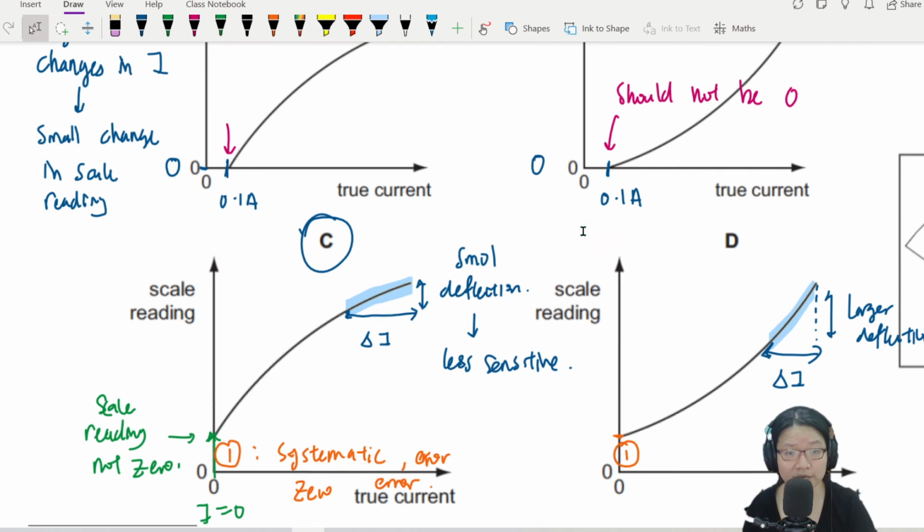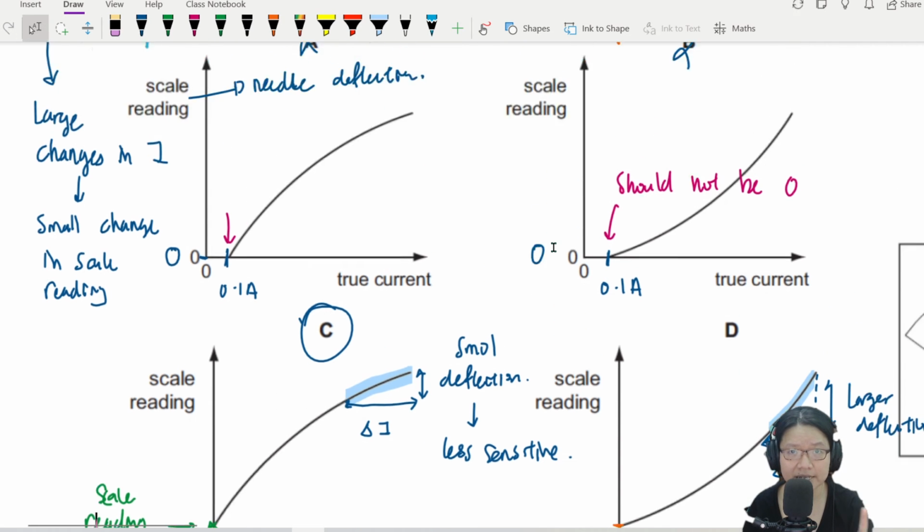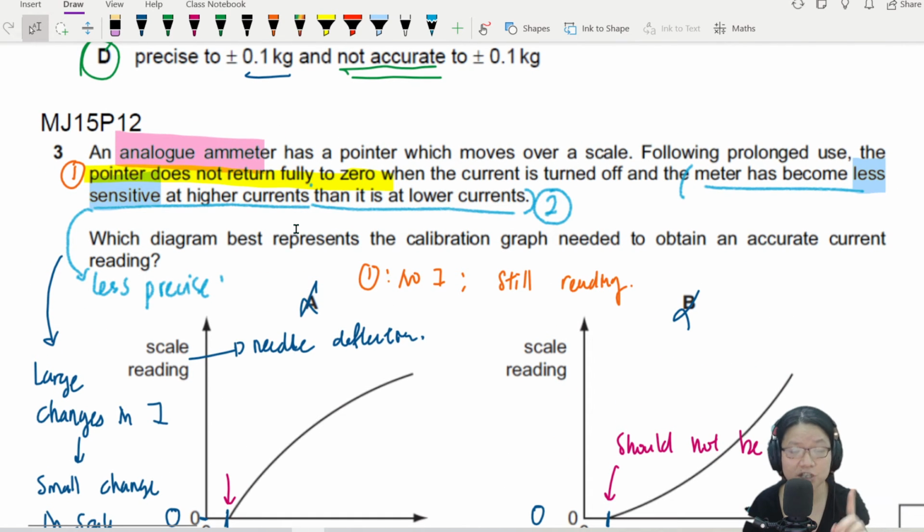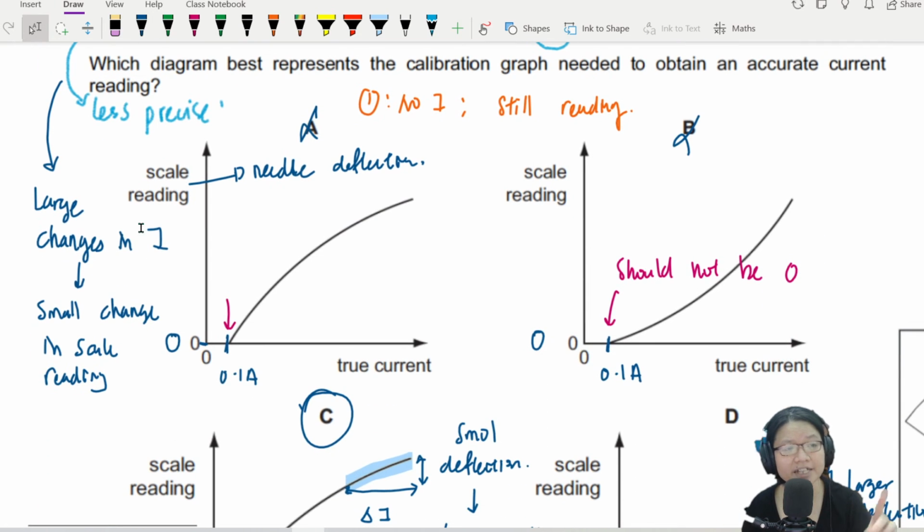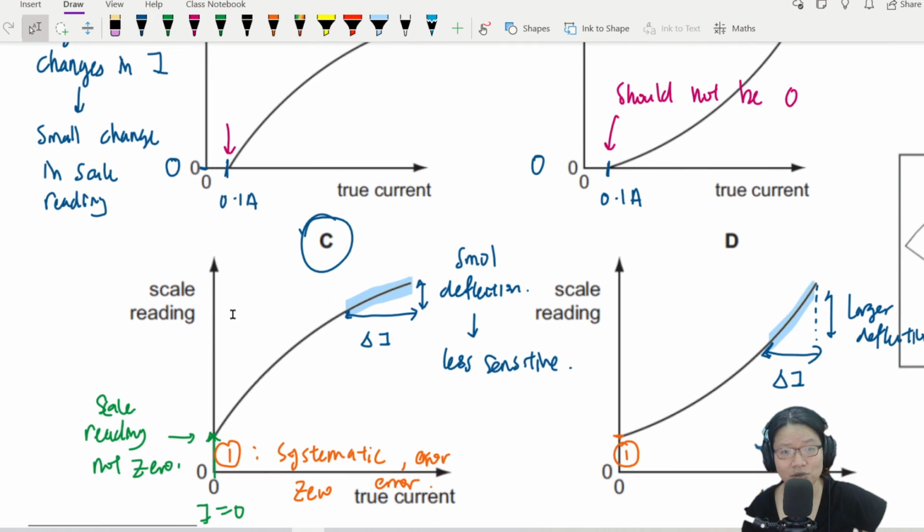And then the second issue is large current, less sensitive. Less sensitive at large current means I need to change a lot, then only the scale will detect. So it's shown by this. I change a lot, but the scale only changes a bit. We always complain about someone not being sensitive enough. That means you need to actually change a lot of your emotions before the person notices that you changed. So I need to change a lot of the current before I get some deflection. Whereas this one, I change the same amount of current, wow, my deflection is so big. So learn to read the calibration curve.